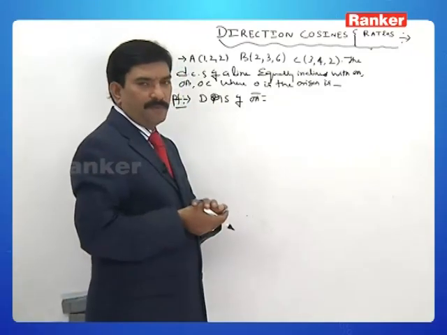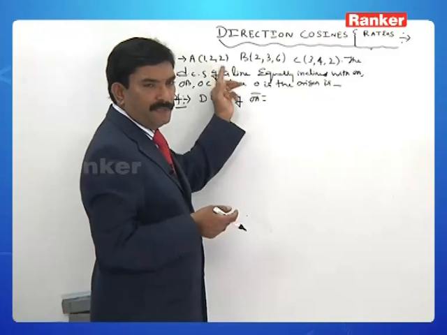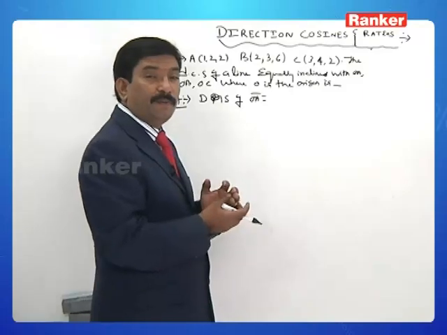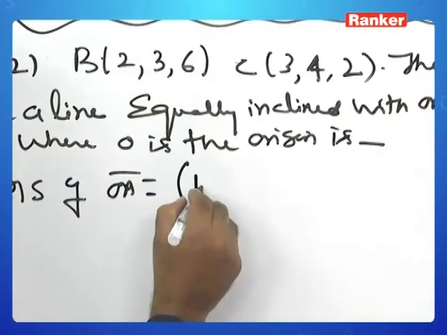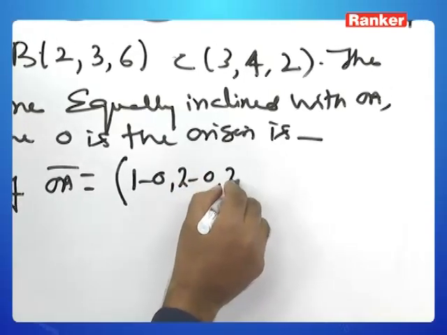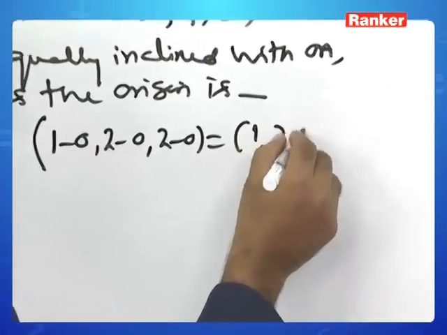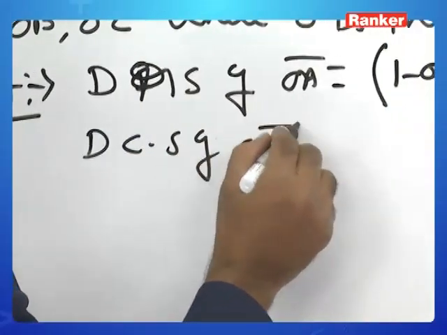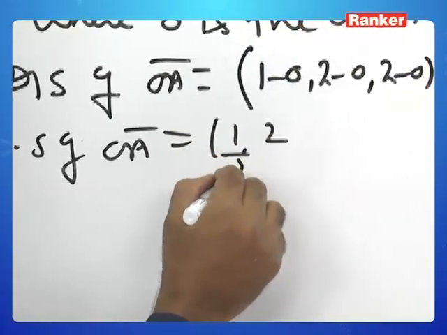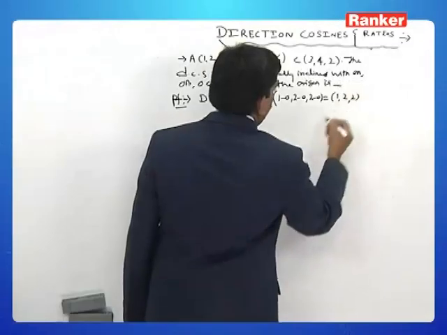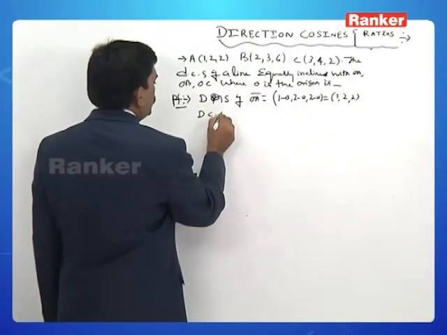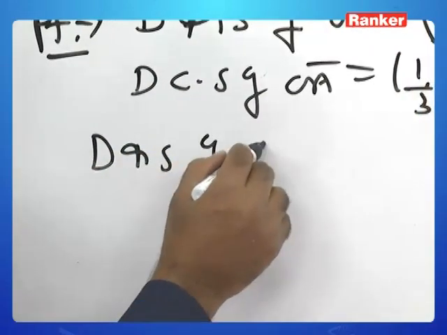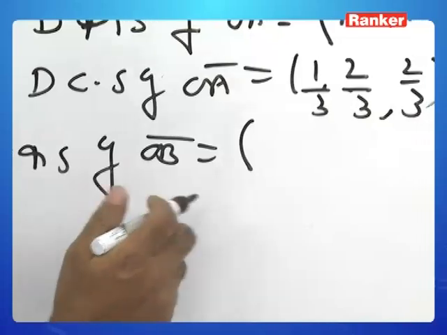O is equal to (0, 0, 0). A is equal to (x1, y1, z1). What is the DRs of a line segment joining (x1, y1, z1) and (x2, y2, z2)? It is x2 minus x1, y2 minus y1, z2 minus z1. So therefore I can write 1 minus 0, 2 minus 0, 2 minus 0. Therefore this is nothing but 1, 2, 2. So therefore DCs of OA bar is equal to 1 by 3, 2 by 3, 2 by 3, right?